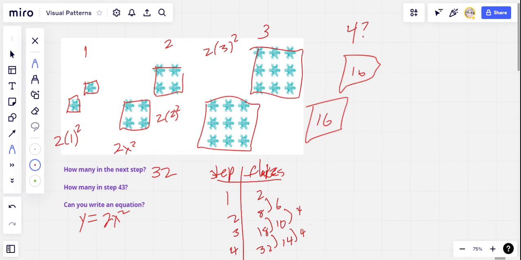So our initial hunch was correct, and we can use that now to figure out how many in step 43. So what I would do is plug in 43 for x here. So y equals 2 times 43 squared. Well, 43 squared, 43 times 43 is 1,849. And then we just need to multiply that by 2. And I think we get 3,698. That is a lot of snowflakes in step 43.